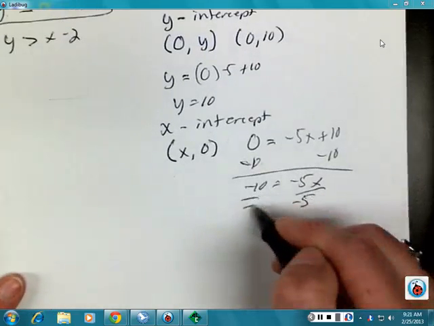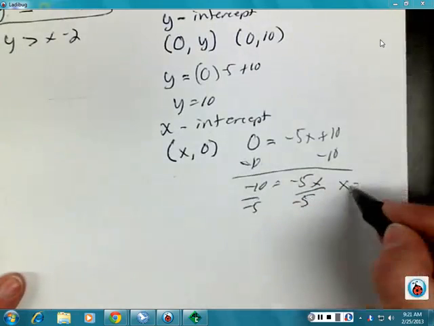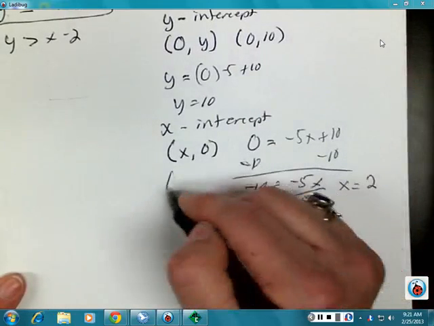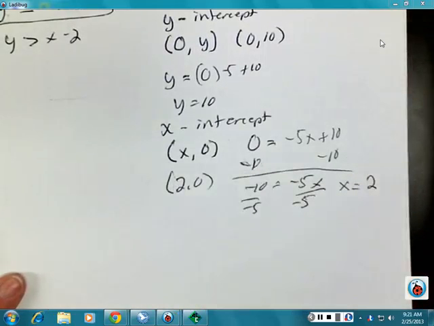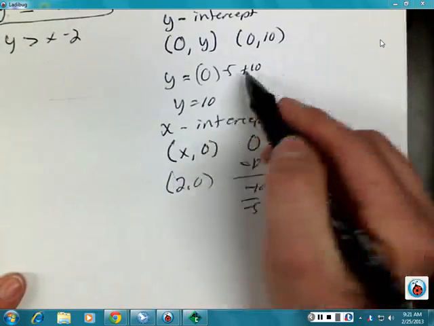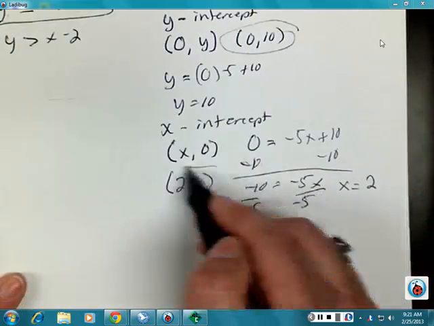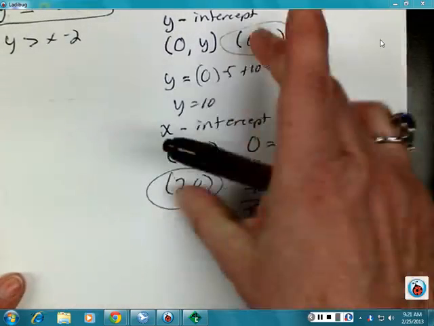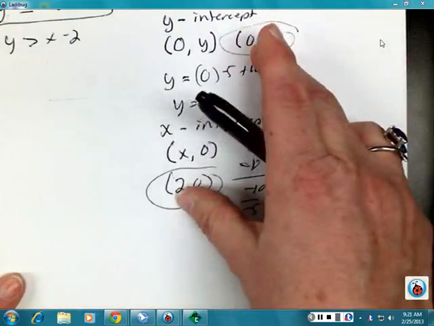Divide by a negative 5. And I find x is equal to 2. So then I have my point, which is (2, 0). And so there's my 2 points that I can enter in. So your easiest way to find the 2 points that Hawks is asking you for is to use these intercepts.